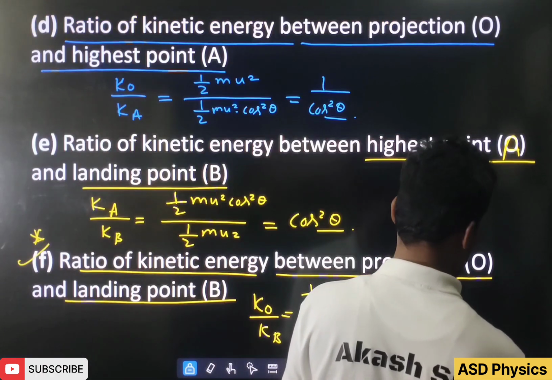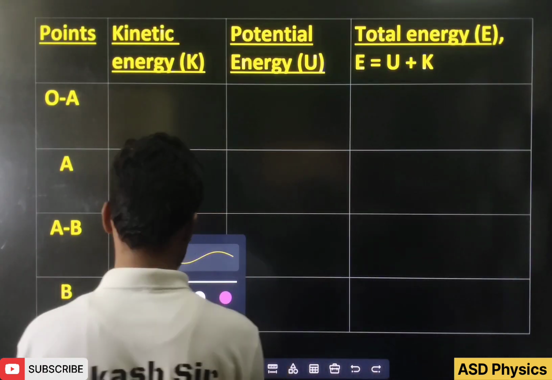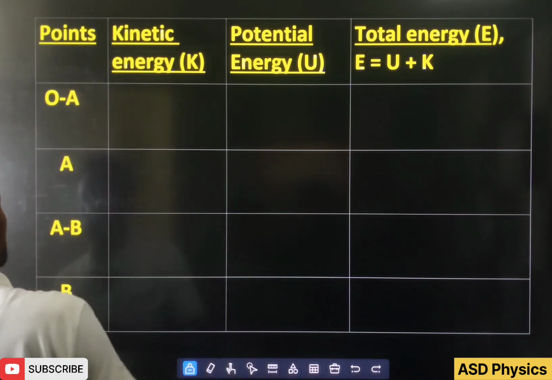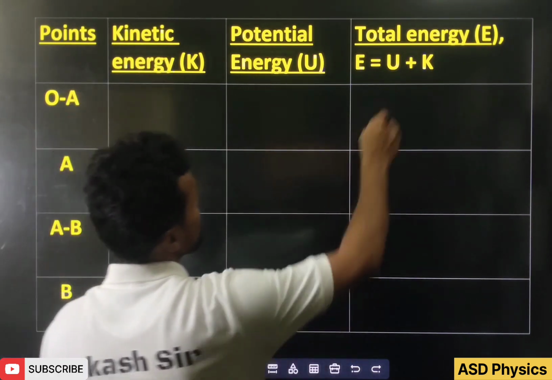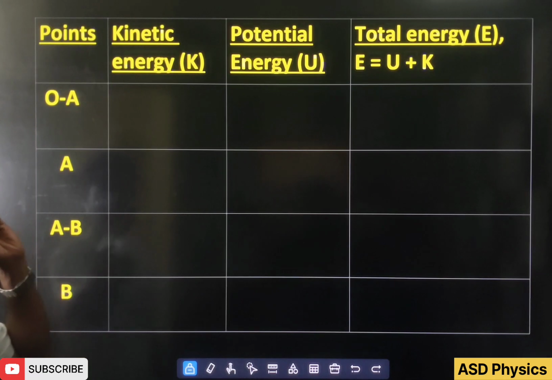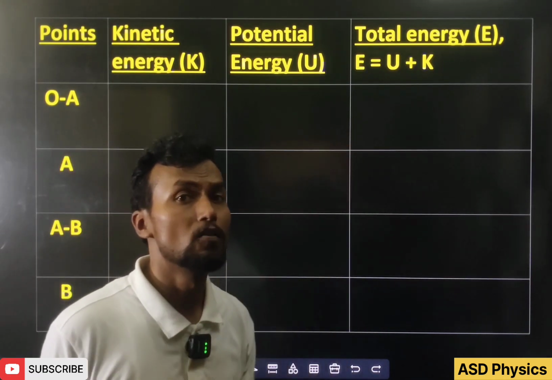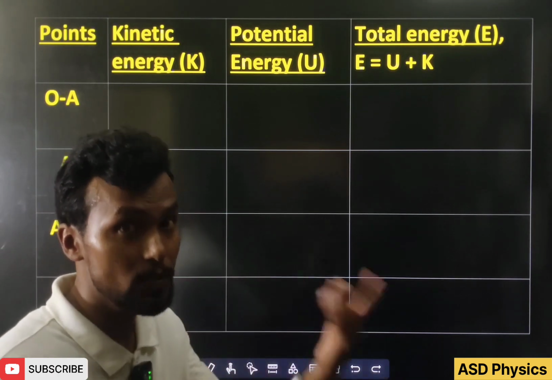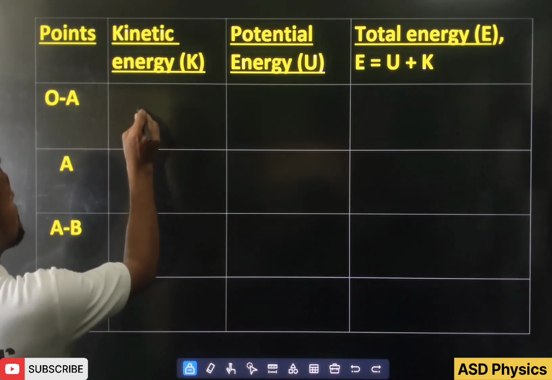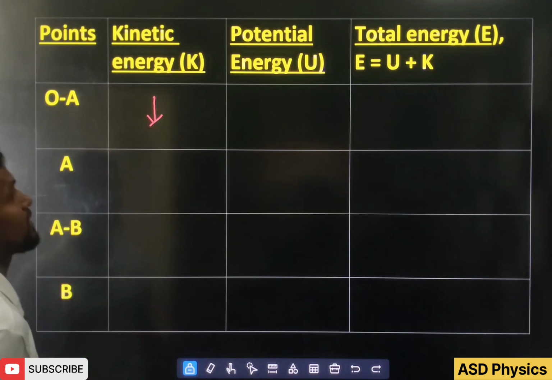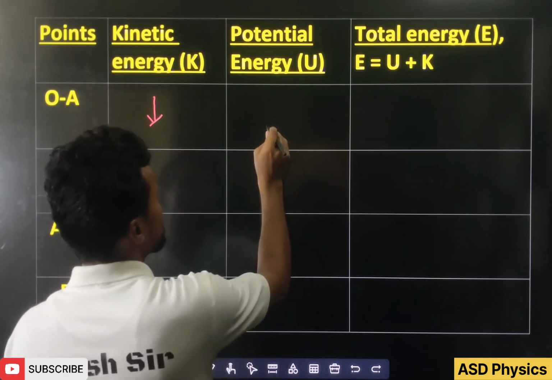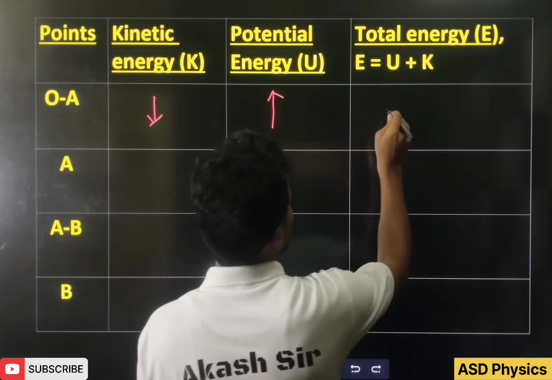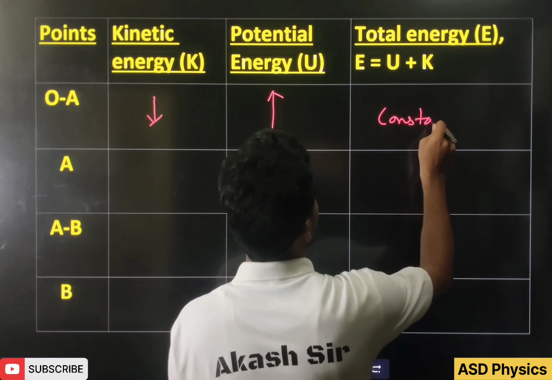Now let's see. I write the columns: kinetic energy, potential energy, and total energy. From point O to A, the speed keeps on decreasing. I told you the resultant velocity keeps on decreasing, so the kinetic energy will keep on decreasing, but the height will keep on increasing, so mgh increases. But the total energy will be constant in the absence of air.